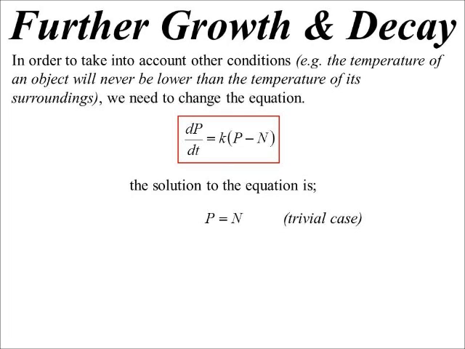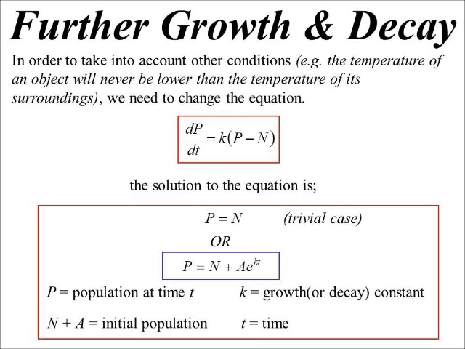There actually are two solutions. The first solution is that P equals N. That's what we call a trivial case, and we don't consider it. Because if you look at it logically, if P was equal to N, then the derivative would be 0, and clearly, if you differentiate a constant, you get 0. So it does work, but it's not a very interesting case to look at.